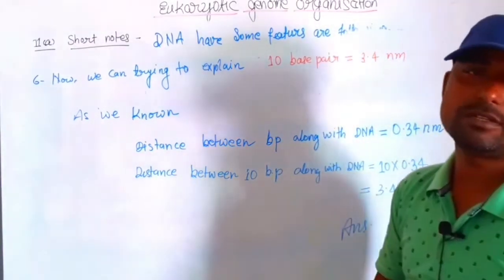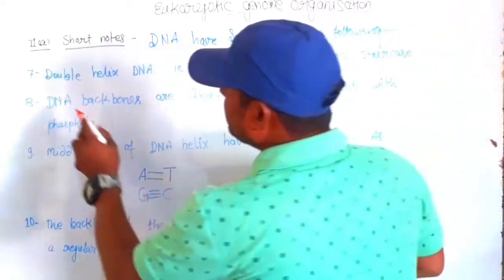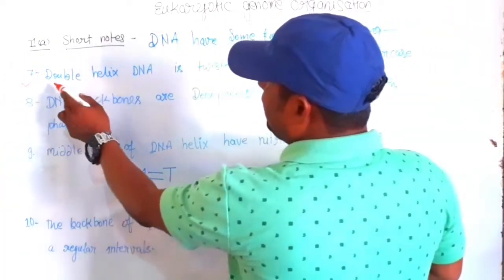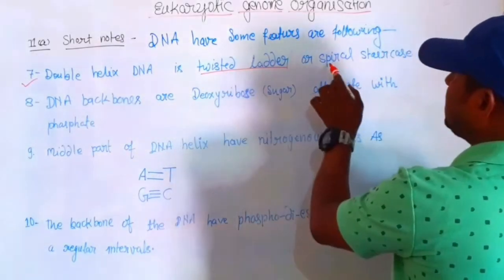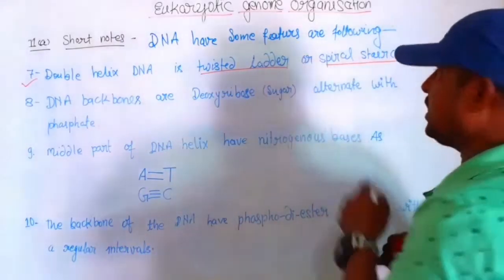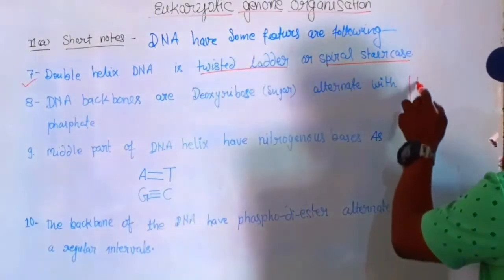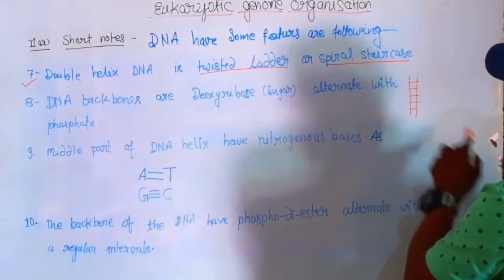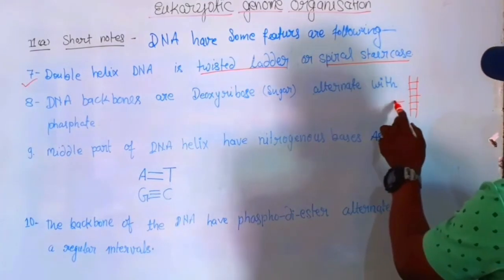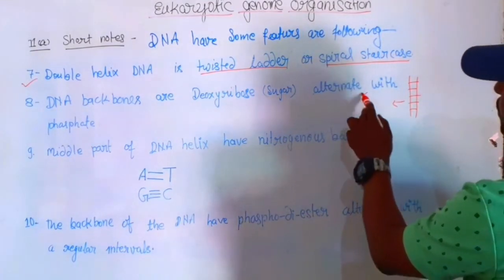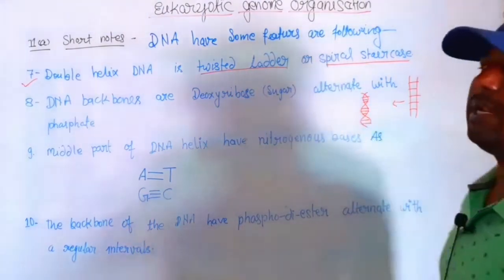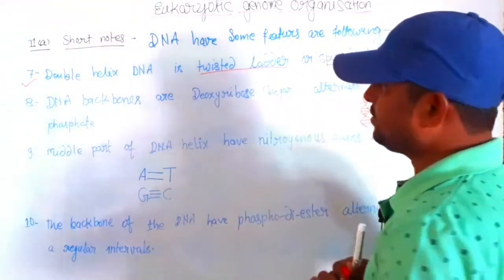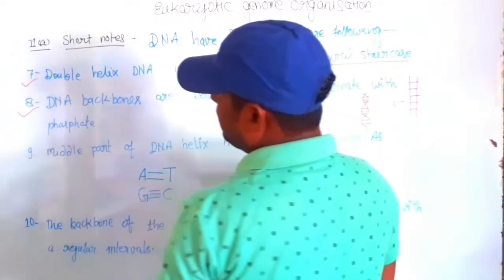You can copy it. Next one is 7. Double helix DNA is a twisted ladder or spiral staircase. It means when this is the ladder, the ladder becomes twisted. Later the ladder became twisted.